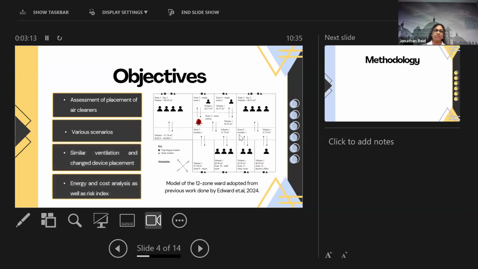Now we've kept similar ventilation patterns, but we've changed the number of air cleaners used and the placement of the air cleaners. We've done an energy and cost analysis for this, and we've also calculated the risk index of how the risk changes in all these different scenarios.